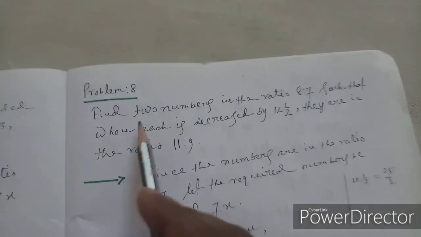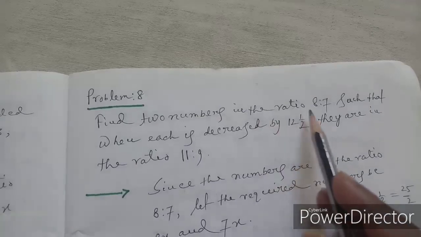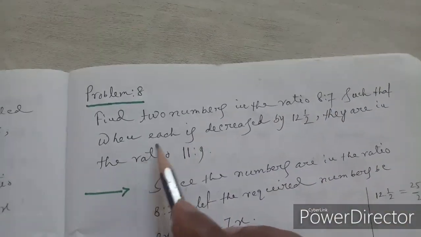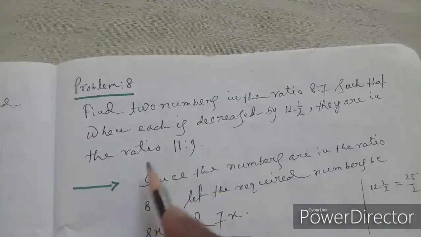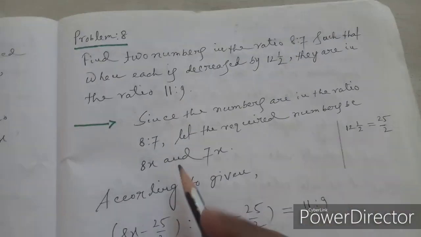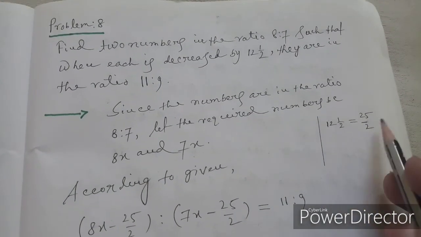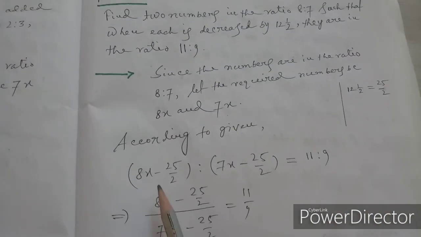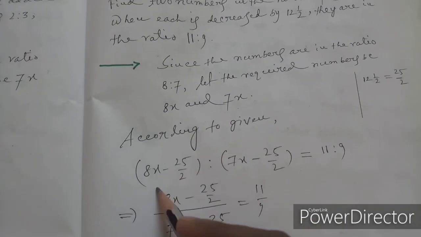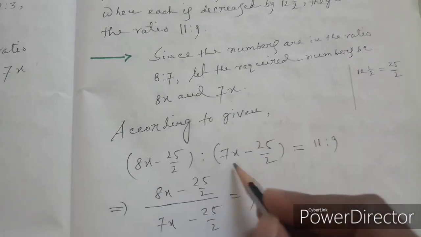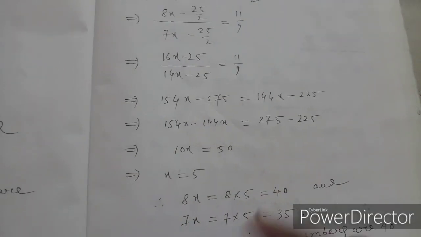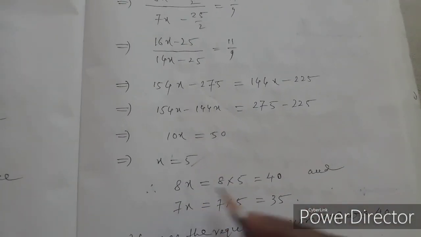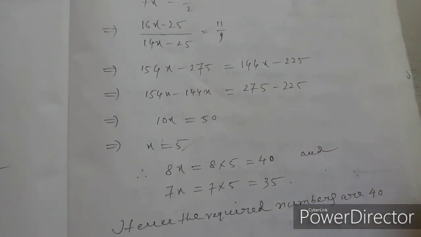Now the similar sum: find two numbers in the ratio 8:7 such that when each is decreased by 12 and half, they are in the ratio 11:9. Same problem, consider the numbers 8x and 7x. And look at that, 12 and half means 25 by 2. Decreased means subtraction. So 8x minus 25 by 2 is to 7x minus 25 by 2, that is equal to 11 by 9. And after simplification, we got x equal to 5. So 8x should be 40 and 7x should be 35.